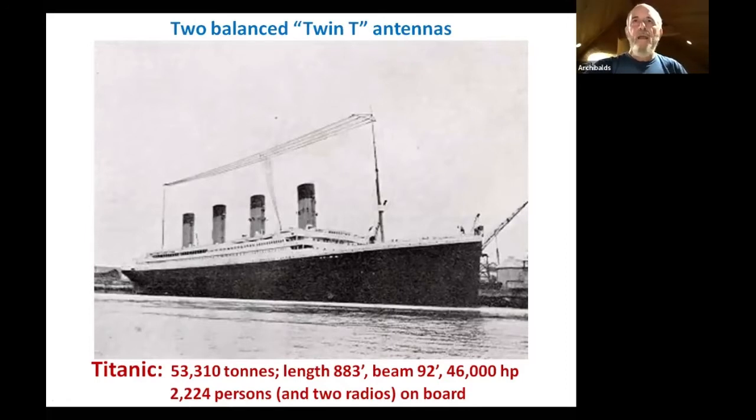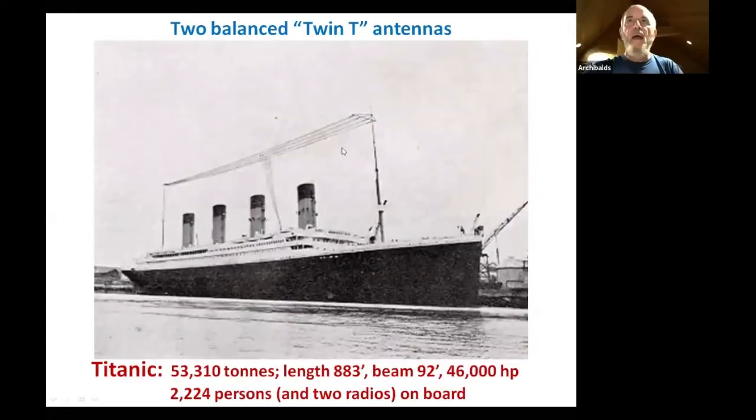It had everything electric that existed in those days. It was supposed to be the most modern ship. And as it left Southampton, it carried 2,224 people and two radios. Now, this is the antenna that the Marconi used.